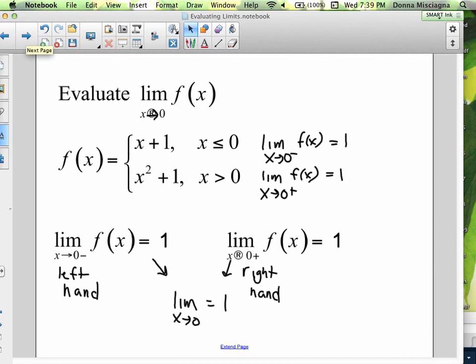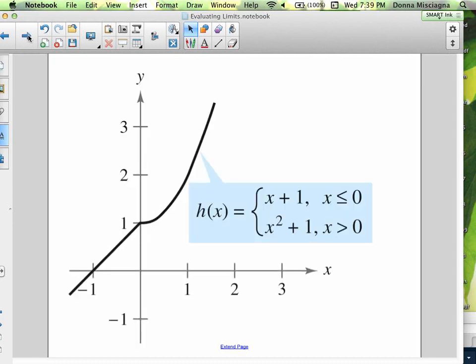And here we have a graph of our function. There you can see it: 0 and x squared plus 1 when x is greater than 0. And you can see that as x approaches 0 from the left-hand side and the right-hand side, we're approaching the same value, 1. So we approach the exact same thing.